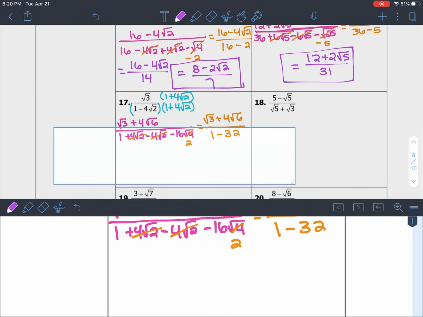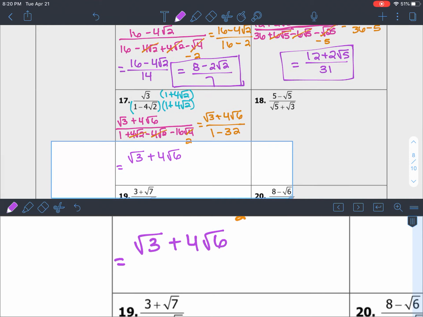Last step is to simplify our denominator one more time. So we have to do the 1 minus 32 part. So here we're going to end up with the square root of 3 plus 4 the square root of 6 all over negative 31.